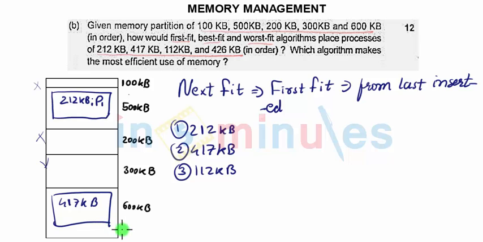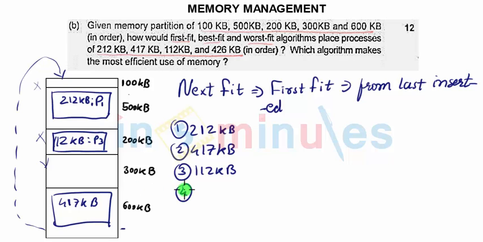Now since the last insertion was done over here, we will in a round robin manner go up. 100 not possible, 500 not possible, 200 possible, 112 KB as process 3. Finally the fourth process gets in, which requires 426 KB. In the current scenario, the last insertion was done at P3, so you'll only search from the next. So we have 300 KB where we require 426, cannot.